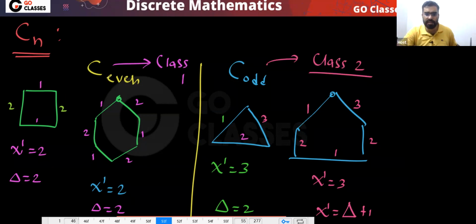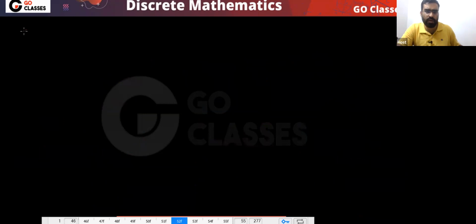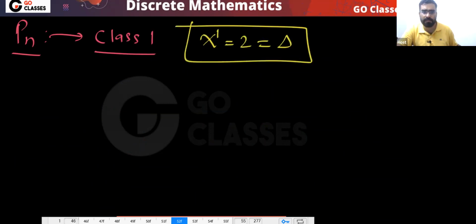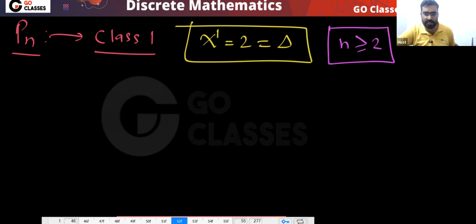Is this clear? Cn. Similarly, what about Pn? Every Pn is class 1. Why? Because the chromatic index will be 2, and that is equal to delta. Here remember that n should be greater than or equal to 2. You must have at least 2 vertices.